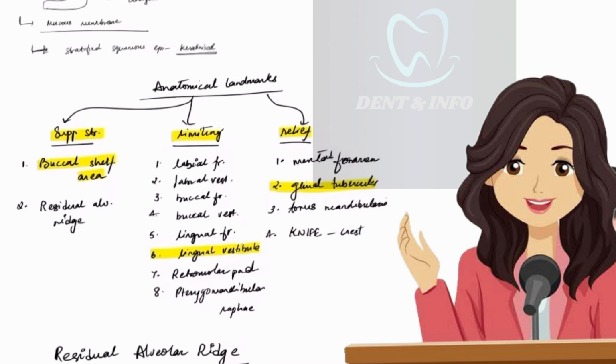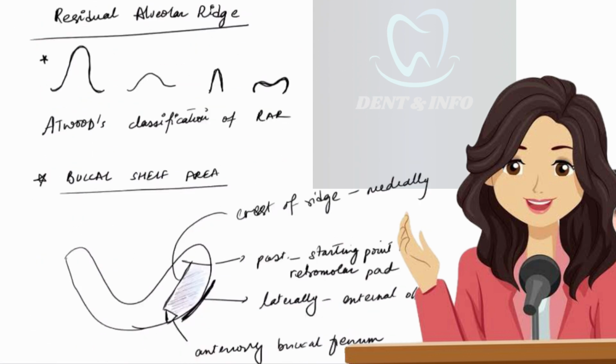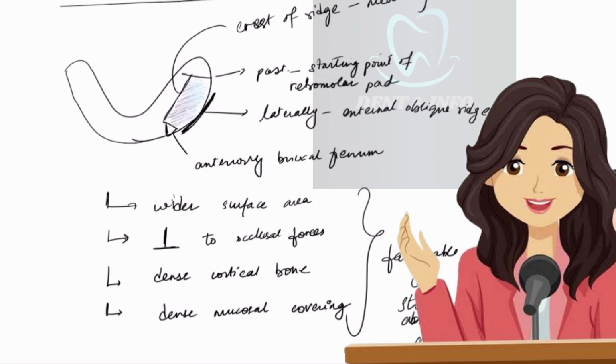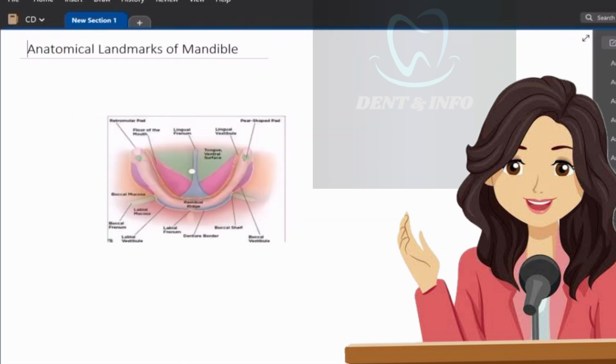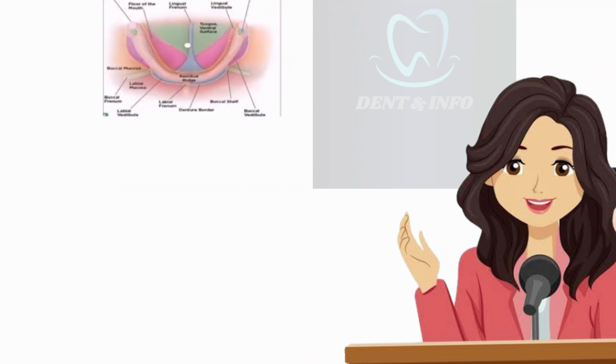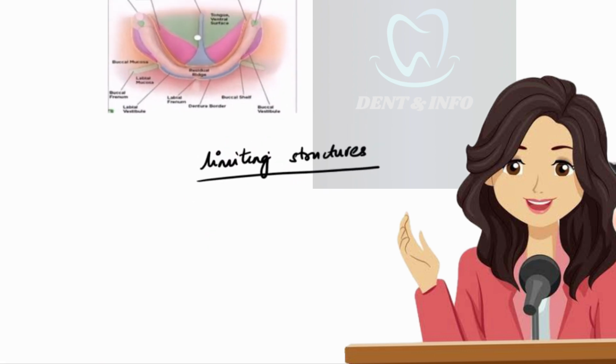Now, coming on to our limiting structures. Let us discuss the limiting structures of the mandible. Let me just share the presentation. I'll write down our limiting structures. Now what we'll do is discuss the points of difference that are present from the maxilla.